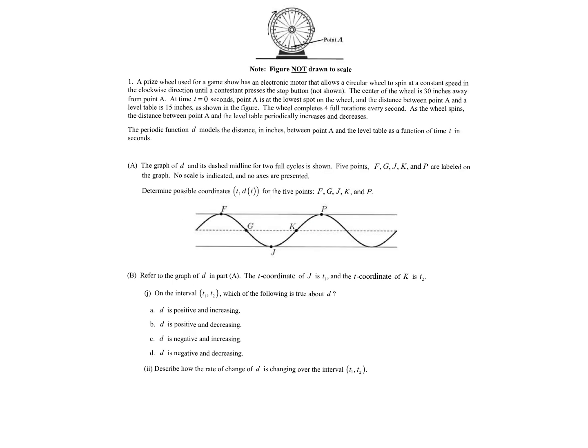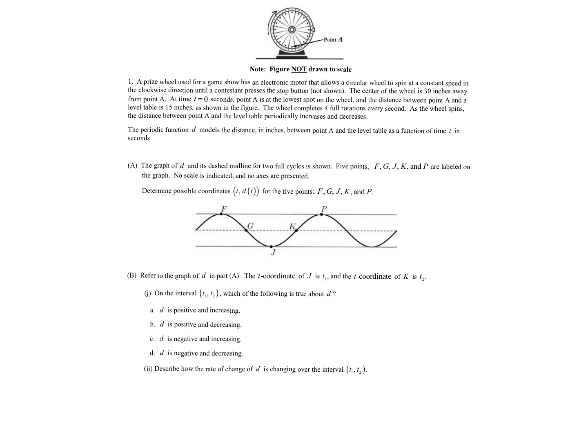A prize wheel is used for a game show that has an electronic motor that allows a circular wheel to spin at a constant speed in the clockwise direction until a contestant presses the stop button. The center of the wheel is 30 inches away from point A. At time t equals 0 seconds, point A is the lowest spot on the wheel. The distance between point A and the level table is 15 inches, as shown in the figure. The wheel completes 4 rotations every second. That's fast. As the wheel spins, the distance between point A and the level table periodically increases and decreases. The periodic function d models the distance in inches between point A and the table. Let's stop there.